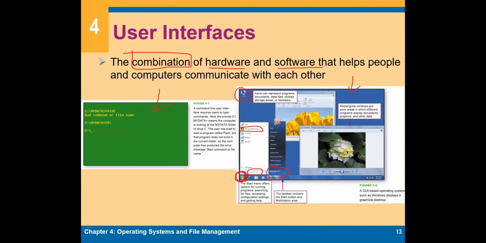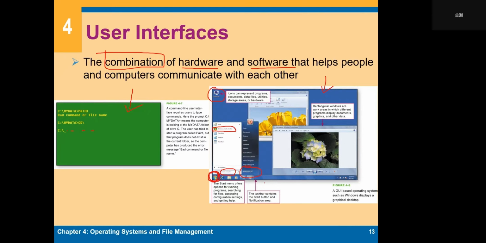And we also use taskbars. For example, here we have this kind of taskbar. It can contain the start button, or some program icons that are executed, or you can set some notification buttons or icons here. They can all be shown in such a taskbar.